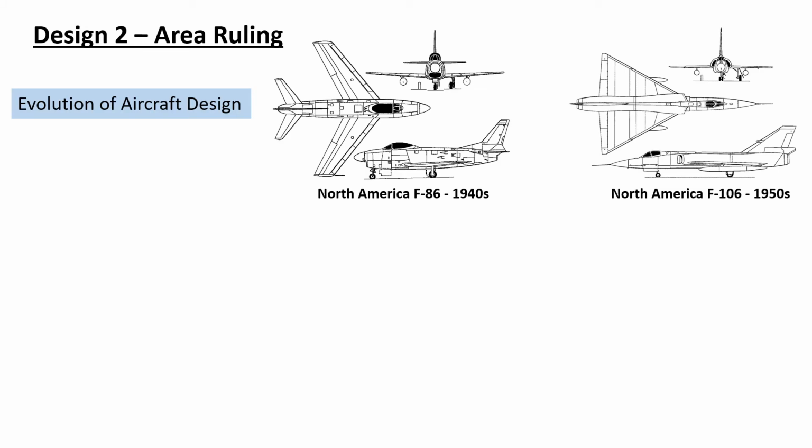So before we introduce the area ruling, we can see the evolution of aircraft design. The left one is the North American F86, and the right one is from the same manufacturer, the F106. Apart from the wing, if we focus on the fuselage, can we spot the differences? I give you 1 second.